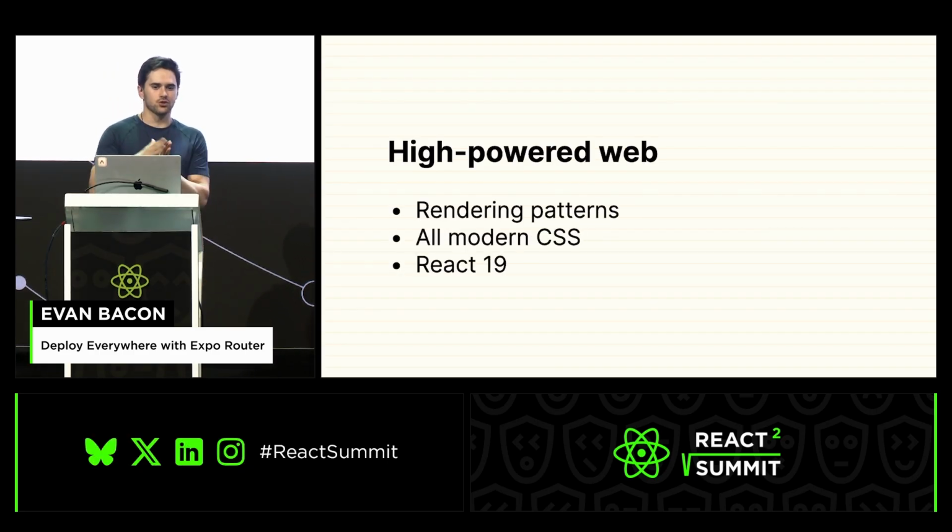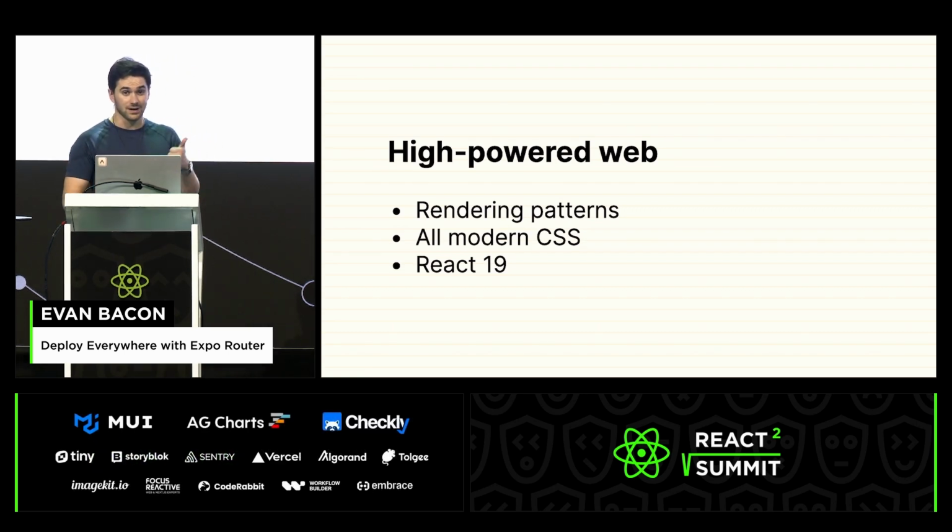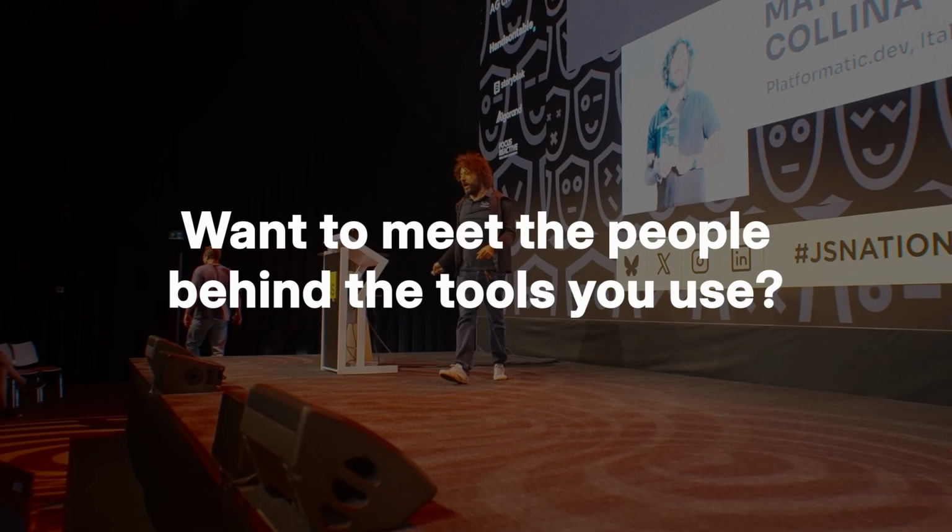So Expo for Web is truly high-powered, enabling SEO with static rendering, all modern CSS tooling like PostCSS, CSS modules, Sass, Tailwind, the works, and then React 19 features like React Compiler and React Server Components.